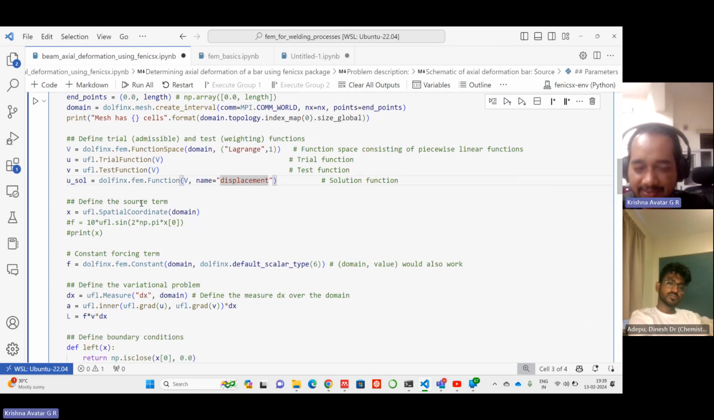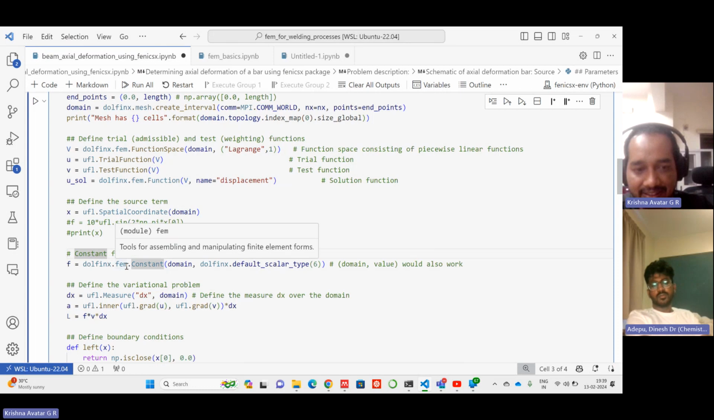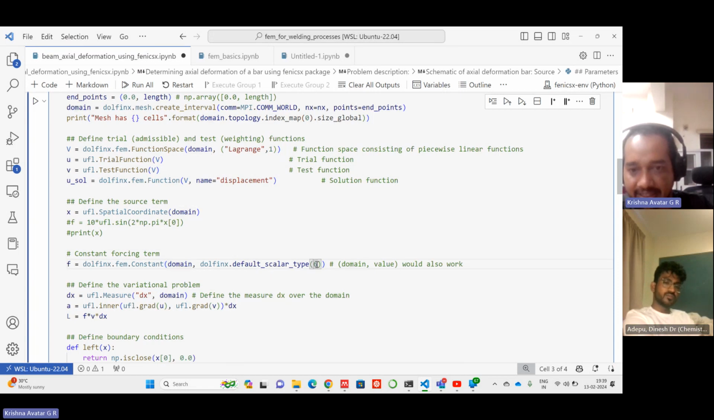Now we define the source term. Before, I wanted to do it for a general case, but right now I'm not doing that. We'll try to work on it, because unless I test it, it's not worthwhile for a tutorial session. So I only tried it for a constant forcing term. In that case, f is equal to dolfinx.fem.Constant over the entire domain, with scalar type and value 6. Even just prescribing domain comma value will also work.